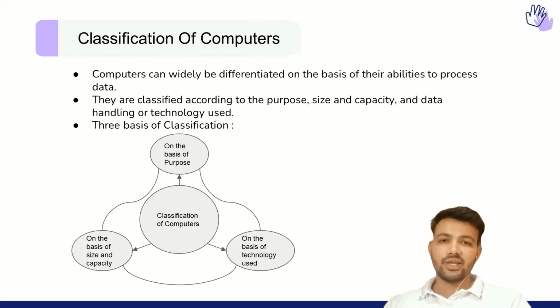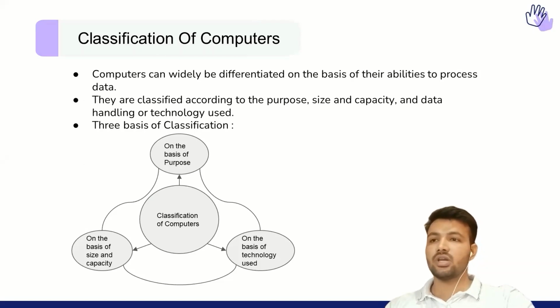So coming to the next topic, which is classification of computers. How do we classify computers into different types? This can be done on the basis of many criteria. For example, their purpose: what is the purpose of the computer, for what purpose we are using it. Another criterion could be their size and capability: are they very large, are they very small. And lastly, we can use the criterion of technology used.